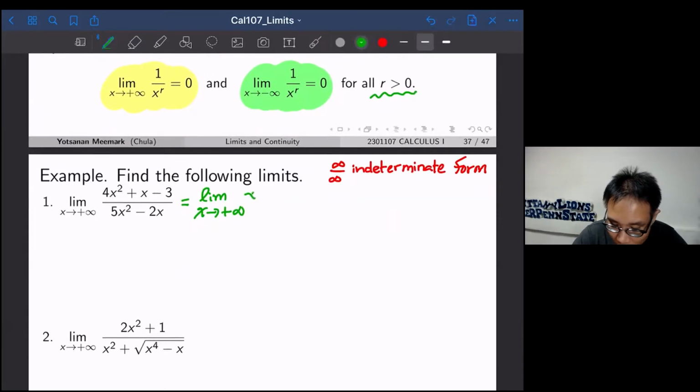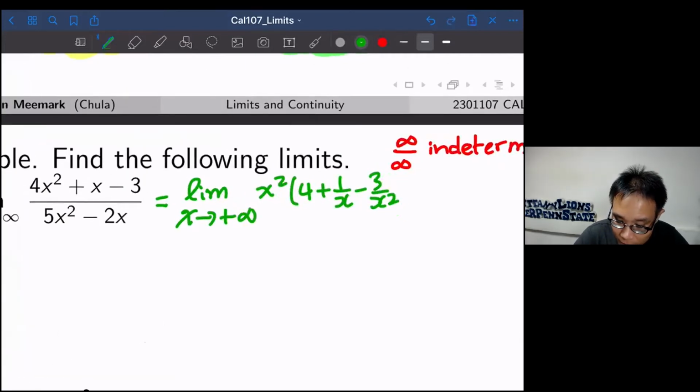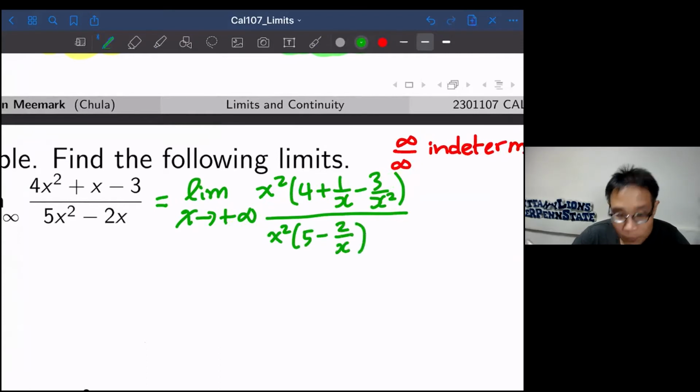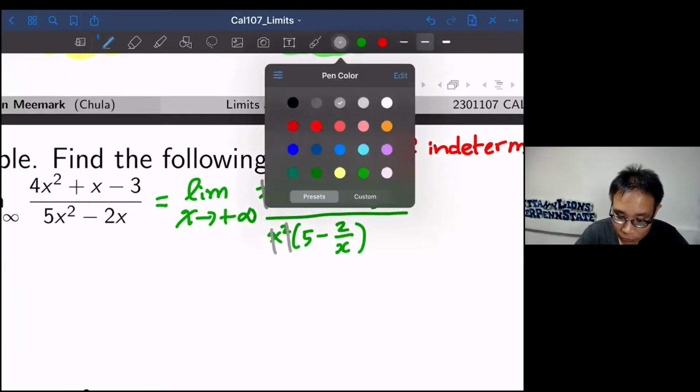So you pull out x squared, and you get 4 plus 1 over x minus 3 over x squared. And on the bottom, if you pull out x squared, you would get 5 minus 2 over x. Okay, and you see that you get rid of x squared and x squared, and you are taking the limit as x goes to infinity, right? So you are taking the limit as x goes to infinity.